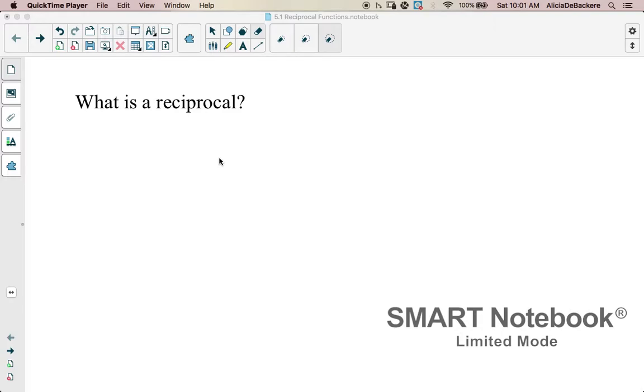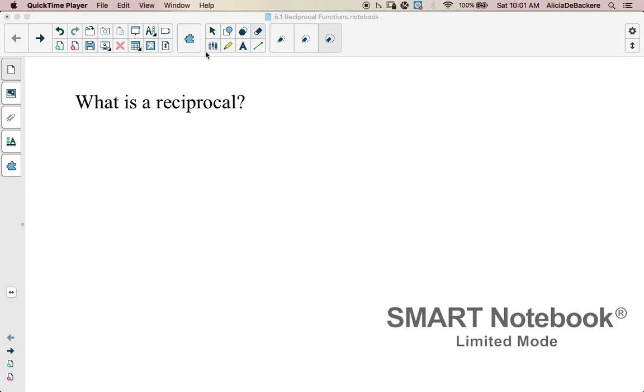Okay, welcome to Chapter 5. In Chapter 5, we're going to be looking at three main ideas. The first idea is going to be graphing reciprocal functions. The second idea is going to be graphing rational functions. And then we're going to look at solving both equations and inequalities.